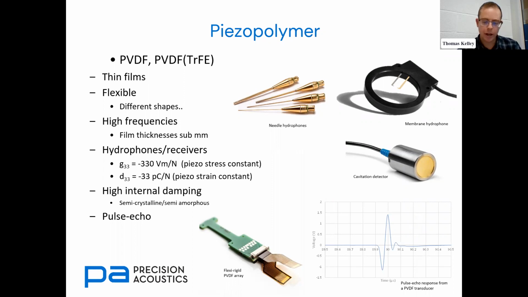So internally, it's got a semi-crystalline, semi-amorphous polymer structure, which gives it very high levels of internal damping. So unlike some of the more resonant ceramic materials, PVDF very, very readily produces very short pulses, like this one down here in the corner. So it's really great for high resolution imaging applications and that sort of thing.